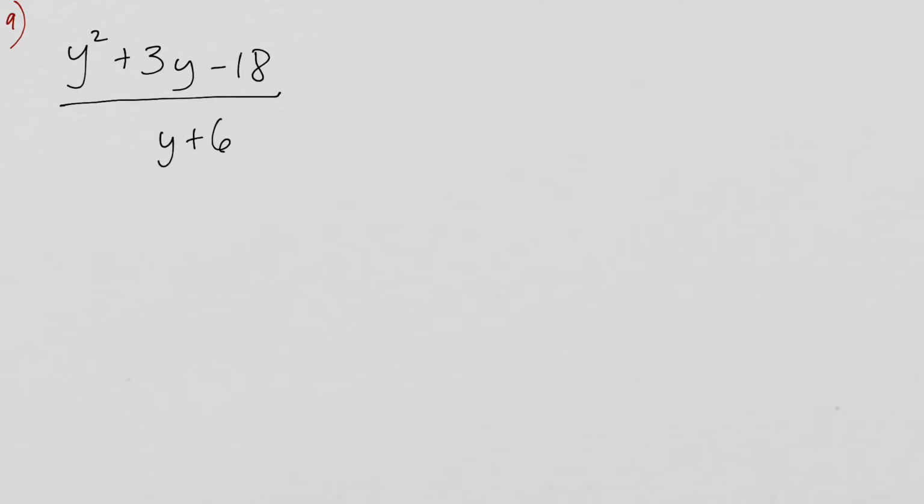Okay, so here we have a binomial down here, and so we're going to have to long divide this. So I'm going to say y plus 6, and I'm going to long divide this into y squared plus 3y minus 18.